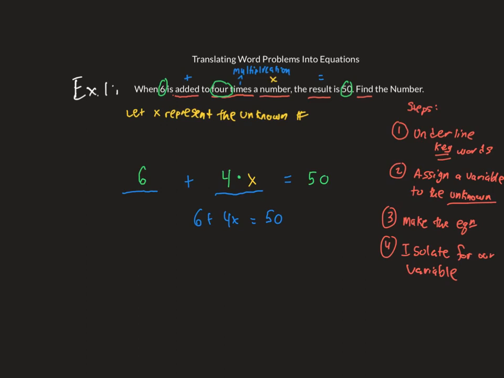So I want to get 4x by itself, so I can get rid of the 6, and then I need to get rid of that 4. So remember, you want to do opposite operations. So I can subtract 6 from both sides, which is going to leave me with 4x is equal to 44, and then I can divide both sides by 4. So x is equal to 11. So my number is 11.